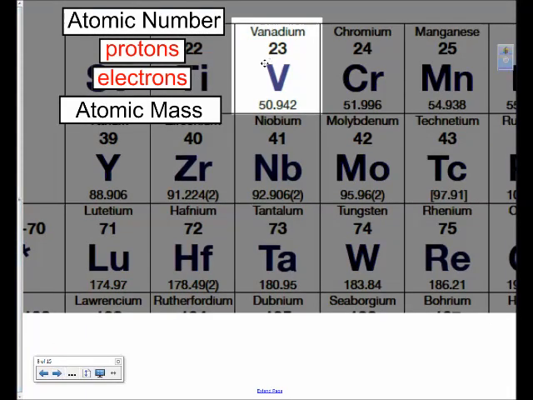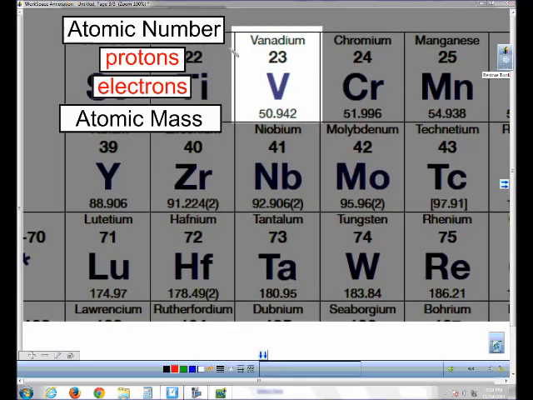The electrons. This is also easy. Our atomic number is 23, which means we have 23 protons, which means we have 23 electrons. So these two are simple. You just look at the periodic table. Vanadium has 23 protons, 23 electrons. Chromium over here has 24 protons, 24 electrons. Molybdenum has 42 protons, 42 electrons. So you see, finding protons and electrons is pretty simple.